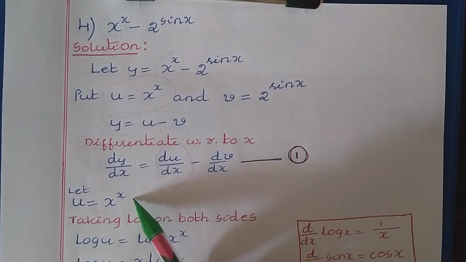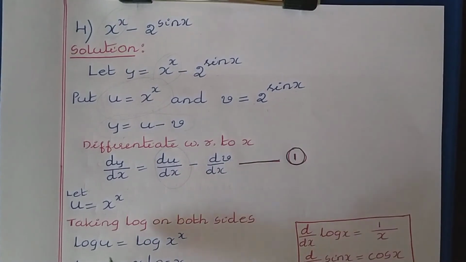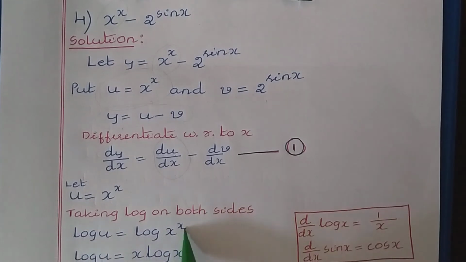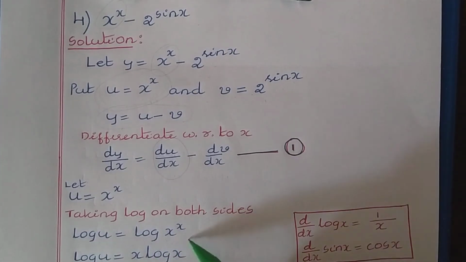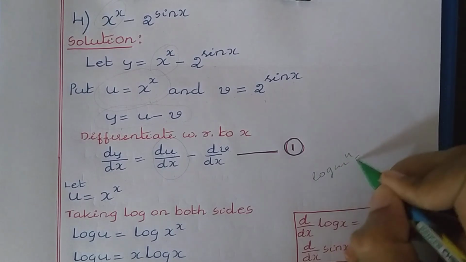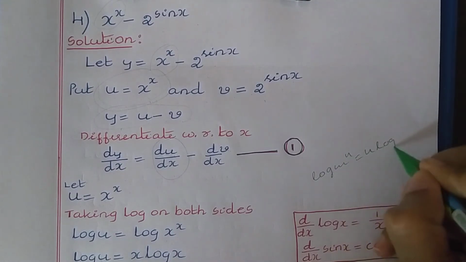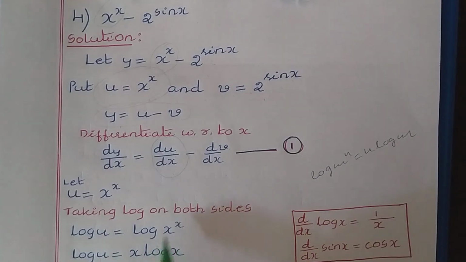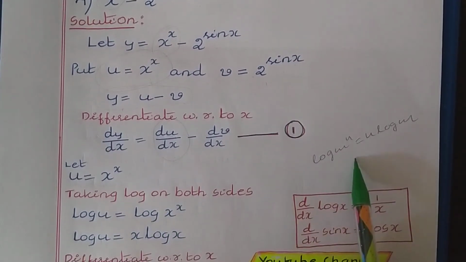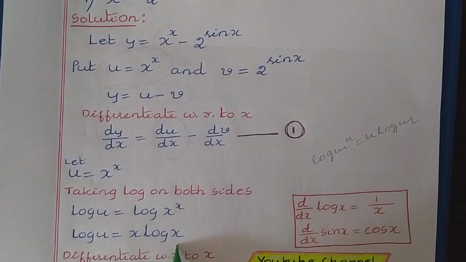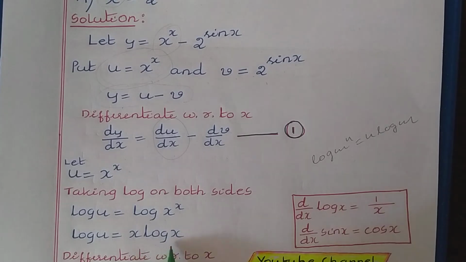Here, first take log on both sides. So we get log u is equal to log x to the power x. Next, you can apply the property: if you have log m to the power n, we write that as n log m. So log x to the power x, after applying this property, we can write as x log x.